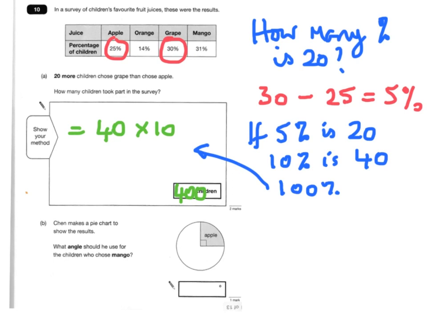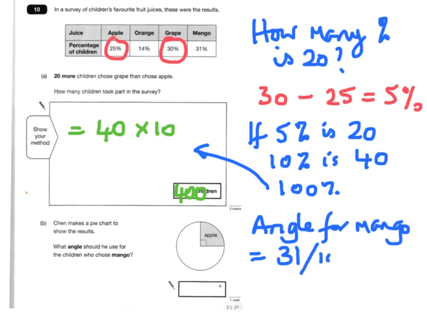Now it says in B, Chen makes a pie chart to show the results. What angle should he use for the children who chose mango? Well, obviously 25% has a 90-degree angle because it's a quarter.